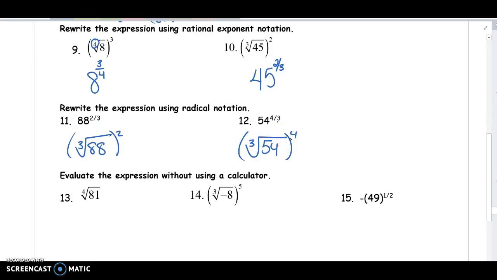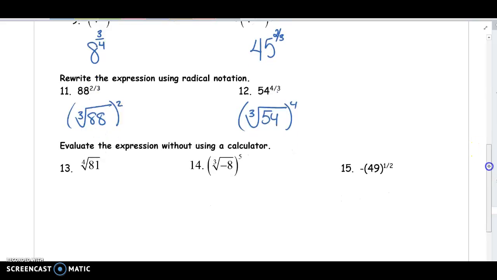Okay, evaluate the expression without using a calculator. Now, technically you could use a calculator, and on a test, if I tell you evaluate without using a calculator, I really can't control whether you do or do not. But I will tell you it's way easier to do this using your perfects chart than it is using your calculator. So the first one's pretty easy, the 4th root of 81.